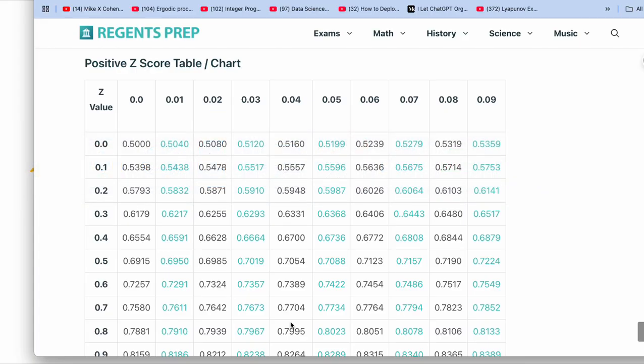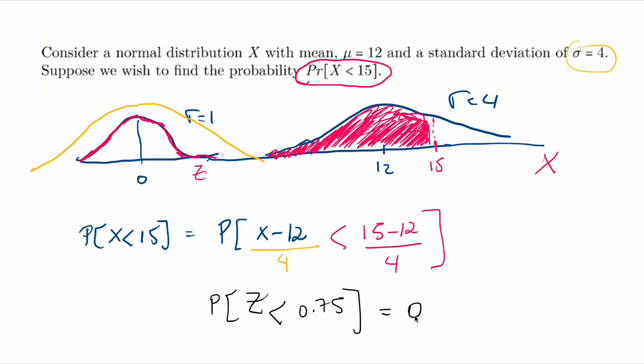If I go directly to my z table, the first digit is 0.7. The second digit is 0.05 to form 0.75. So I will match the row and the column. And here is my probability. The probability is 0.7734.